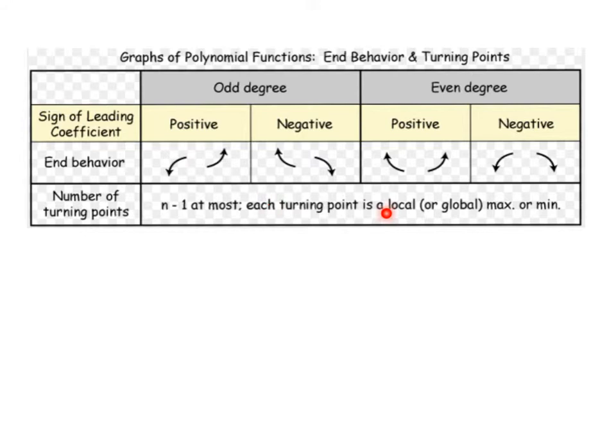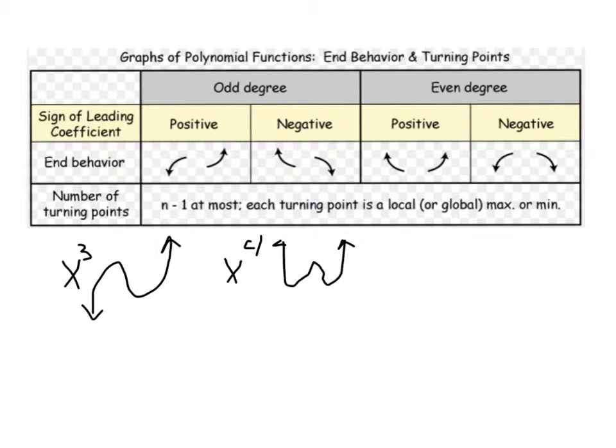And the number of turning points, or a local min or max, is going to be at most the degree minus 1. So if I have an x cubed, I'm going to have at most 2. Just remember, an x cubed looks like a snake. X to the fourth is going to look like a W, but it might have fewer turns. It might not have all of these min and max, which is fine. Those are just your basic graphs.